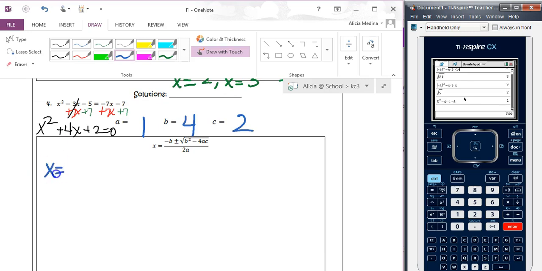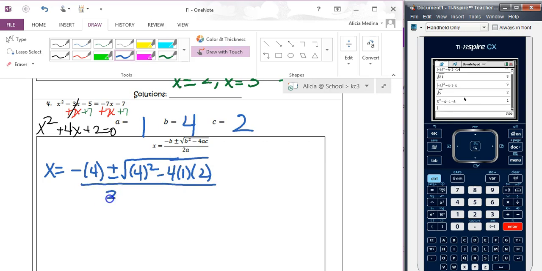So x is going to equal opposite of b plus or minus square root of b squared minus 4ac all over 2a. I'm going to simplify this. So negative times a positive is a negative 4 plus or minus. I'm going to bring down my square root sign, but I'm going to go ahead and plug in what's underneath it. So that's going to be parentheses.